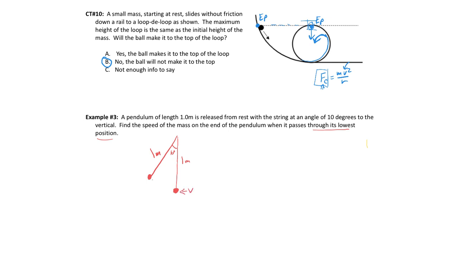So starting up here, it's going to swing down this way, and it is going to have a velocity moving to the right. Okay, so let me get rid of that. So it is going to be swinging to the right. That's what we're looking for.